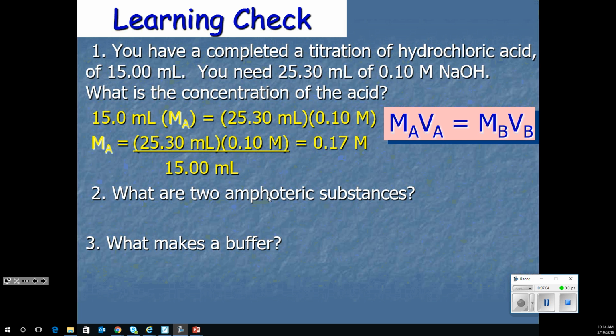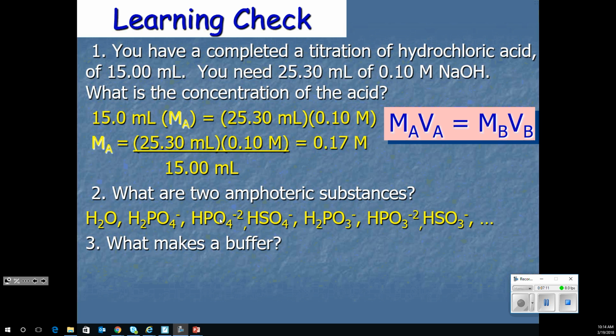Okay, so 2 amphoteric substances. Remember, amphoteric means it can act as an acid or it can act as a base, depending on who it's with. Here are some examples that you could have put down. Water is the most famous amphoteric substance, but the others just need to be able to gain a hydrogen or lose a hydrogen. So when we have a weak acid or a strong acid that's lost one hydrogen already, it could gain a hydrogen back or lose a hydrogen. Notice after that, I'm just taking oxygens away and making different ones there. So as long as you've written down 2.